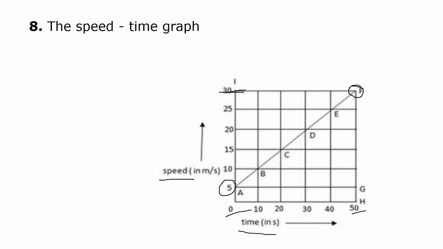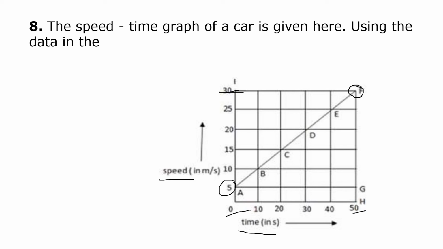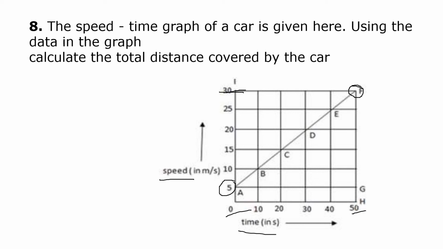The speed time graph of a car is given here. Using the data given in the graph, calculate the total distance covered by the car. We can take the area of the polygon given here, and find it directly. Otherwise we can take the formula and do it in that manner also. Two methods are there, you have learnt already. Before seeing the options, better you calculate that, and after that we'll go to the options.